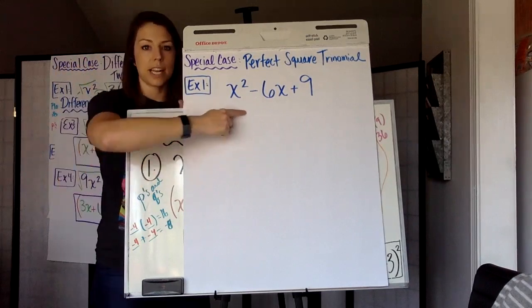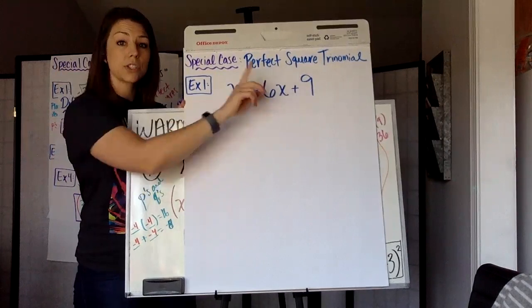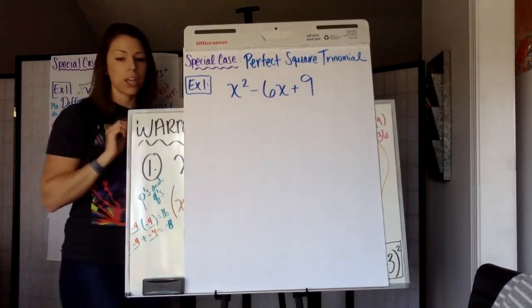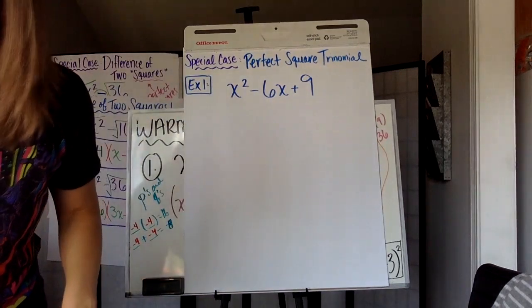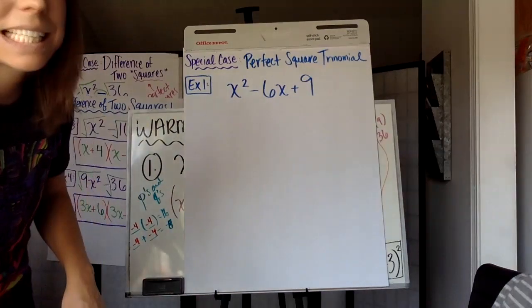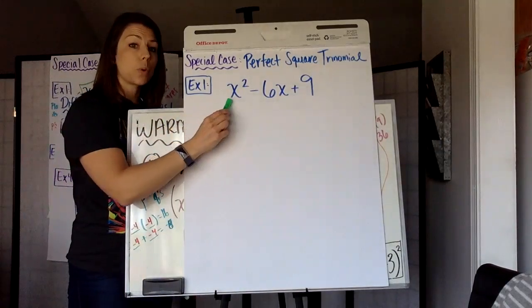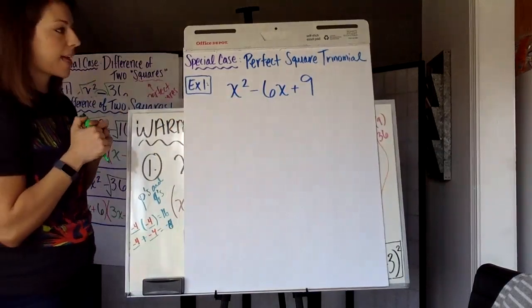So check 1, does it have 3 terms? Yes. Check 2, are the first and the last term both perfect squares? Yes. Check 3, you want to look at the middle term. I'm going to write this out for you. The middle term has to be the sum of the square roots of the first and the last term. Let me show you what I mean by that.